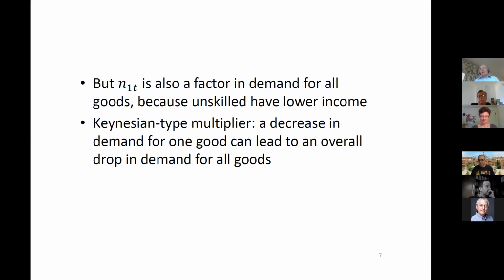But N1 is also a factor in the demand for all goods because the unskilled have lower income. So if you have an increase in the fraction of unskilled, there's lower demand for every good. And there's a Keynesian type of multiplier. A decrease in demand for one good can lead to an overall drop in demand for all goods.